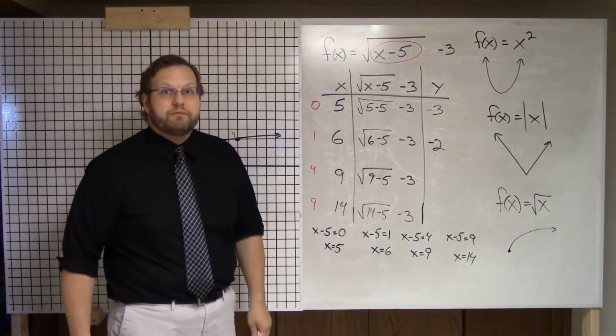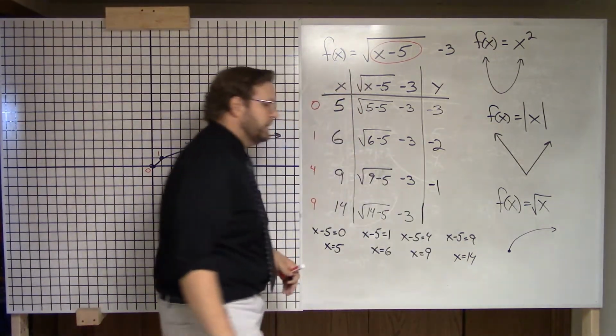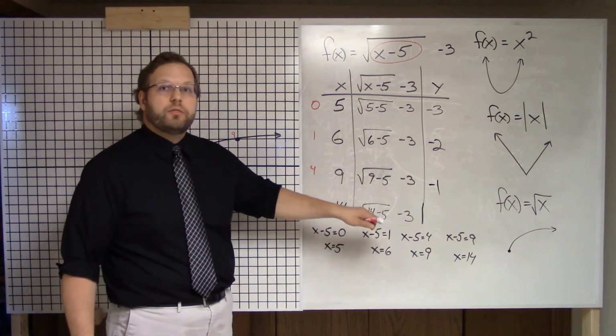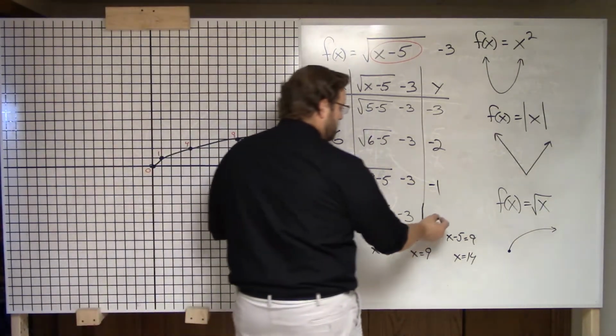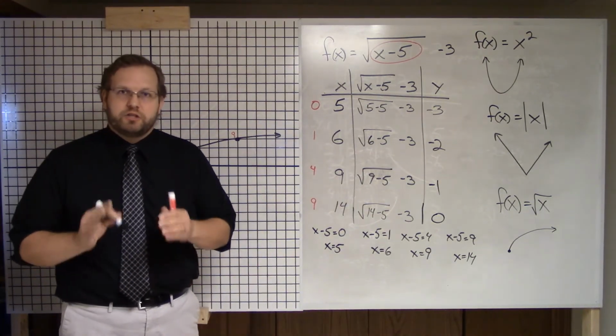9 minus 5 is 4. Square root of 4 is 2. 2 minus 3 is negative 1. 14 minus 5 is 9. Square root of 9, 3. 3 minus 3, 0. So don't just randomly pick values when you have a square root.